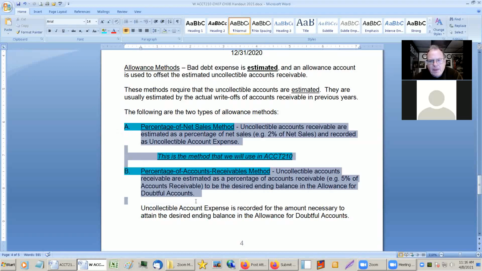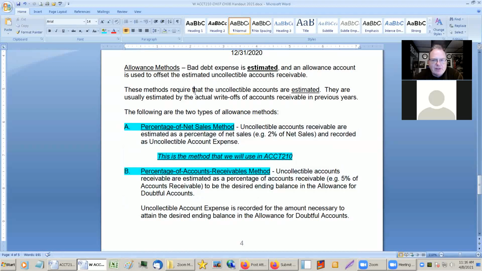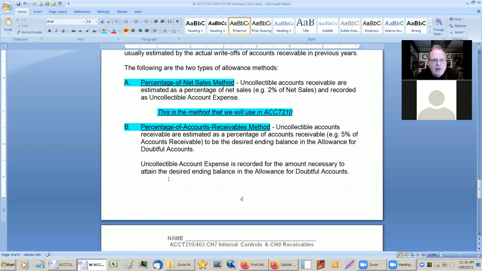They're both GAAP. They're both generally accepted accounting principles. They both can be used. I don't think I ever told you guys about GAAP. That's something I should. It just occurred to me. I don't think I ever talked about it.